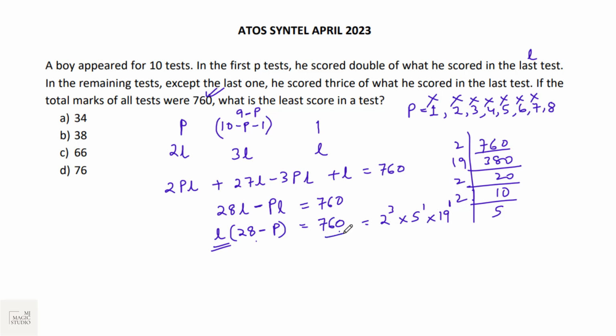is there as one of the factors of 760. That means value of P is 8. If value of P is 8, then it will become L into 20, which is equals to 760, and then it would be 38. Value of L will come to 38. That is the least score in a test. Option B is the pick.